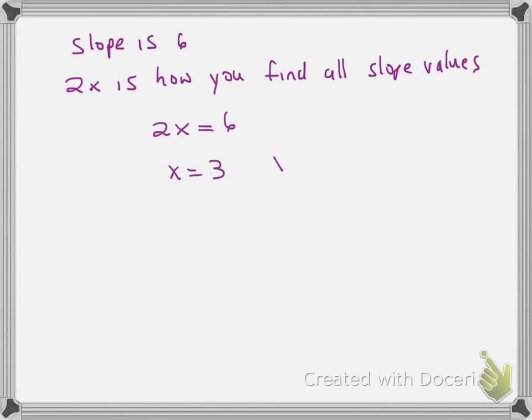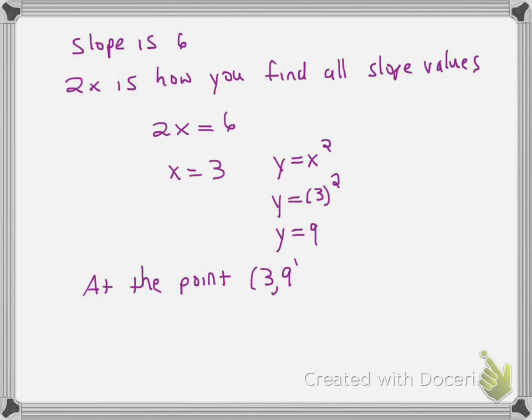All right, so now I have an x value for a point. All I have to do is find my y value. The function was y equals x squared, so I plug in my x value and get y equals 9. What this now tells me is that at the point (3, 9), we have a tangent line slope equal to 6. So at the point (3, 9), the slope of the tangent line is 6.